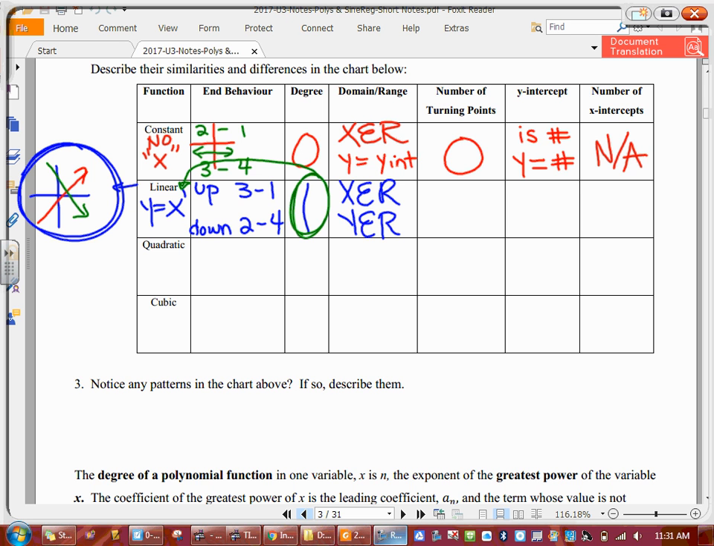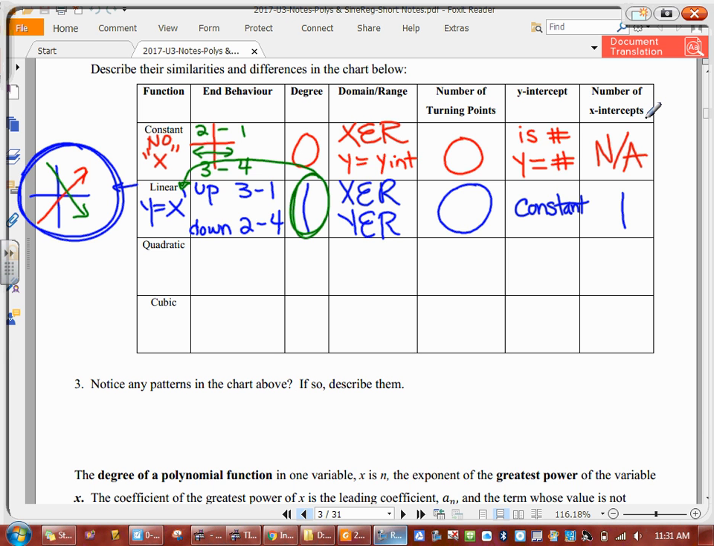Number of turning points. Do they change directions? No, they're linear. They do not. The y-intercept is your constant. It's always the constant, the one without the variable. And the number of x-intercepts, it'll always have one x-intercept. Every graph we see will always have one y-intercept. Every graph does. But not every graph touches x. But every graph will touch y.